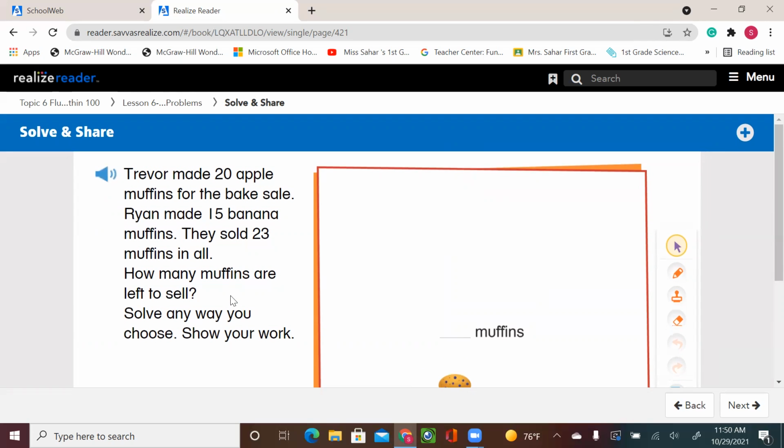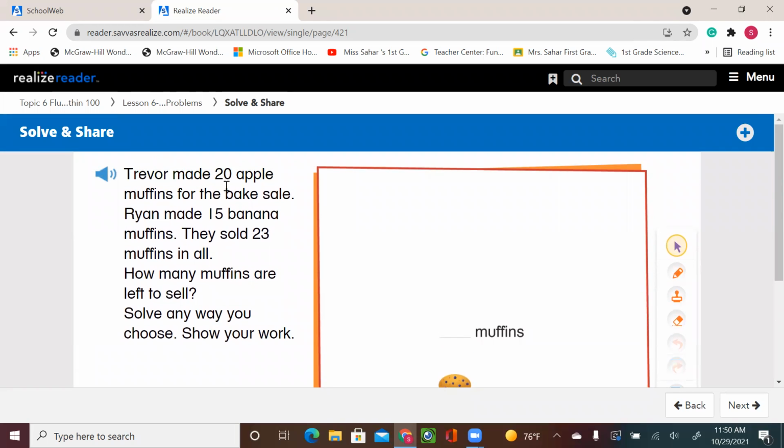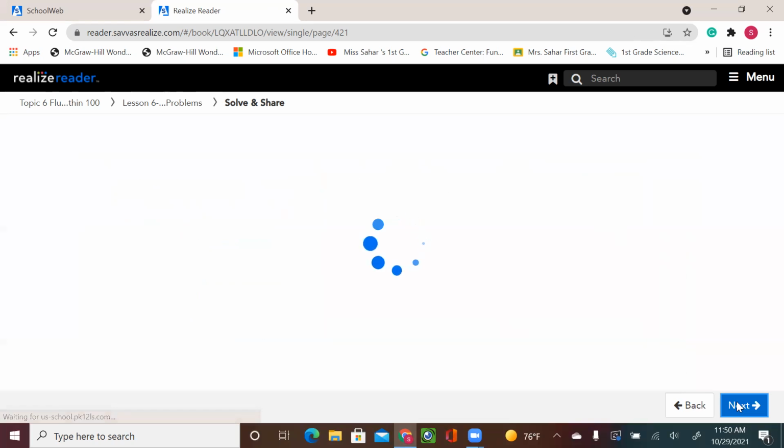For this question, there is hidden information. We need to find first how many both Trevor and Ryan made, how many muffins they baked, and then we're going to see how many they sold to see how many are left. So we need more than one step, and that's what we talk about, solving one step and then the second step. So it's not just addition or subtraction; we have to do something in order to get the answer. We need some information that is hidden, we're going to get it, and then we continue. So let's watch our video.